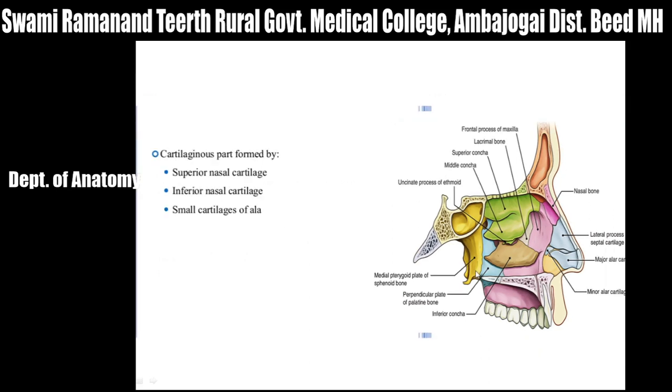Then the cartilaginous part is formed by various cartilages, the alar cartilages. Then the nasal cartilages: superior nasal cartilage and inferior nasal cartilage, and small alar cartilages are there. So these form the cartilaginous part, the anterior-most part of the lateral wall of the nose.